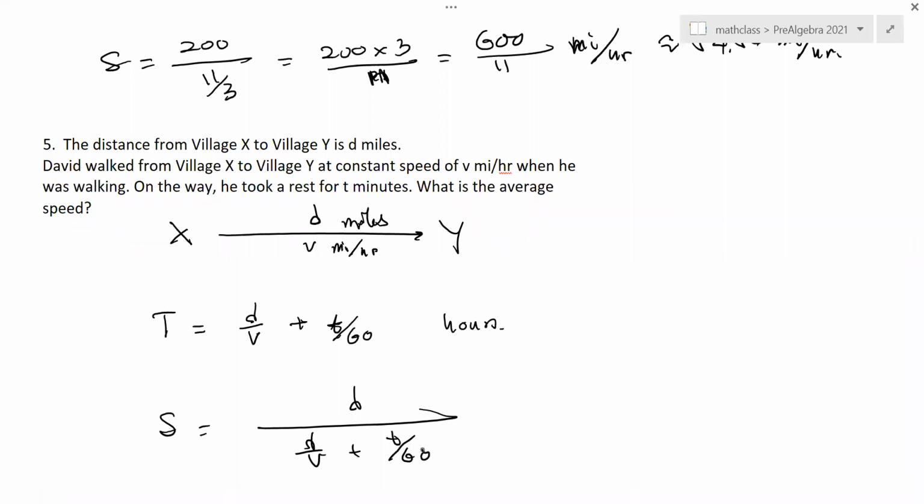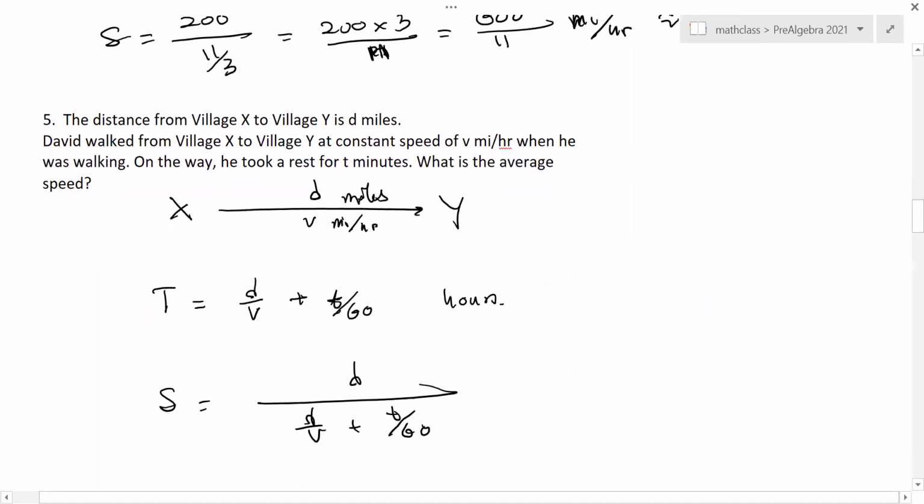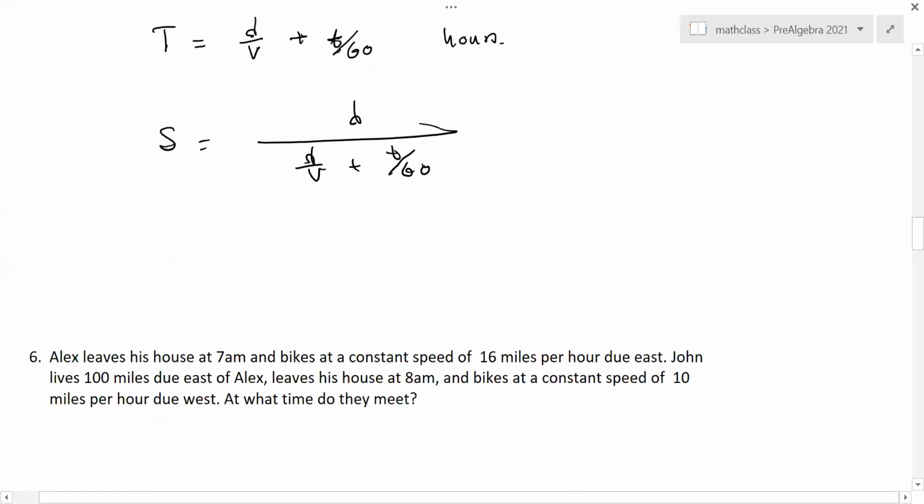If he did not stop somewhere and kept walking, that's how much time he would spend, d divided by v. But he stopped, so he takes extra t minutes to complete this trip. That's all you needed to know.